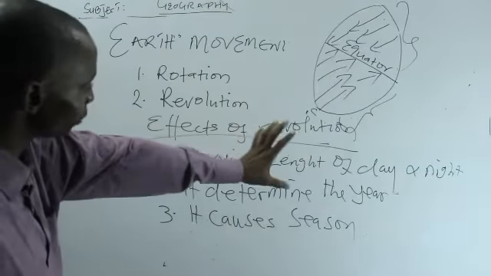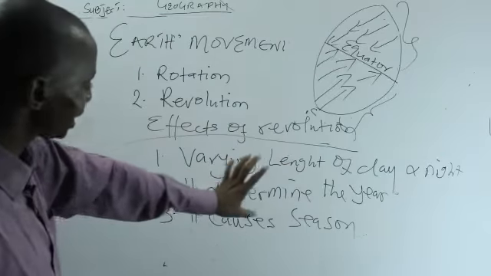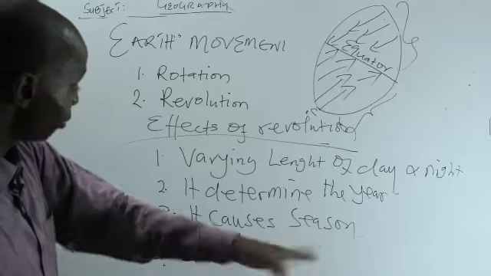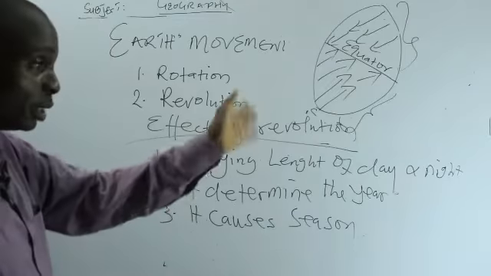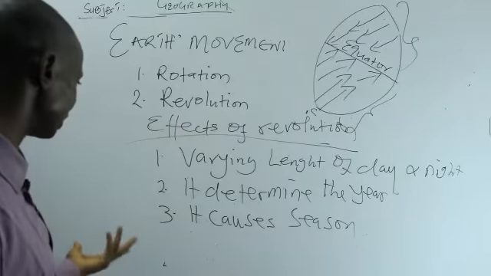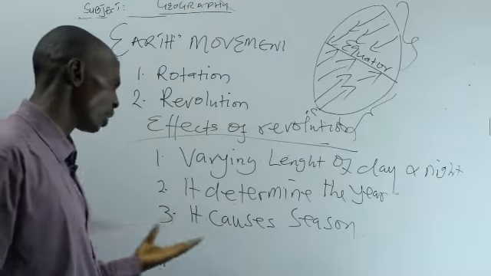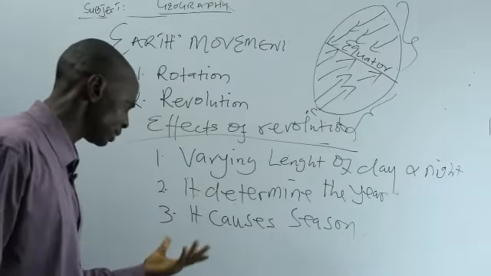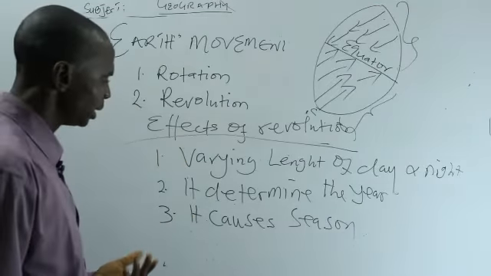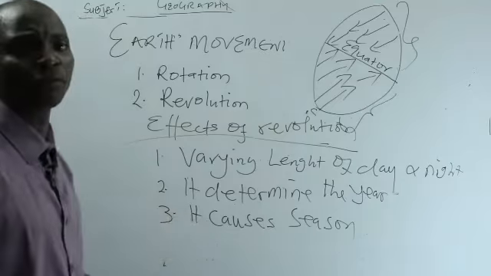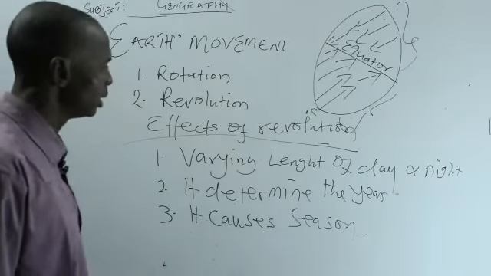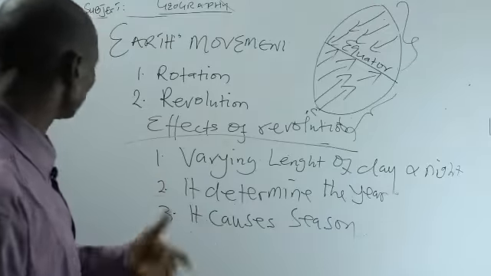Number one, varying length of day and night. Number two, it determines the year. Number three, it causes seasons. And when we are talking about seasons, it varies from continent to continent. In Africa, most of the countries have two seasons, the wet and the dry season. But in other parts of Europe and even South America, they have more than two seasons. They have autumn, summer, winter, and what have you.